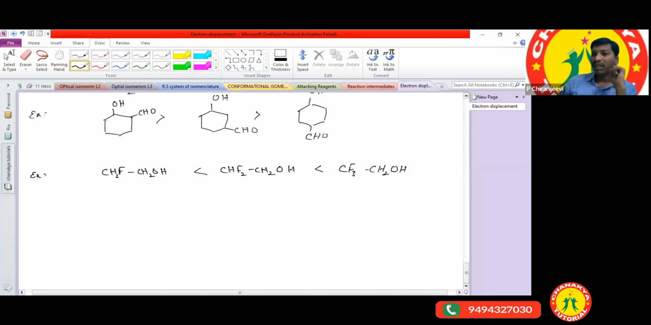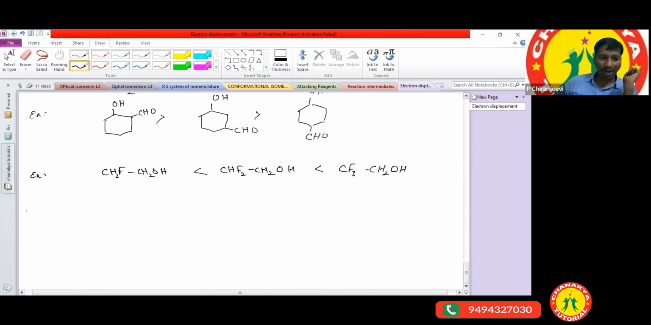What is the condition? As the number of electron withdrawing groups increases, the acidic strength also increases. If you observe, the first structure has only one fluorine atom, the second has two fluorine atoms, and the third has three fluorine atoms. So as the number of fluorine atoms increases, the acidic strength also increases.